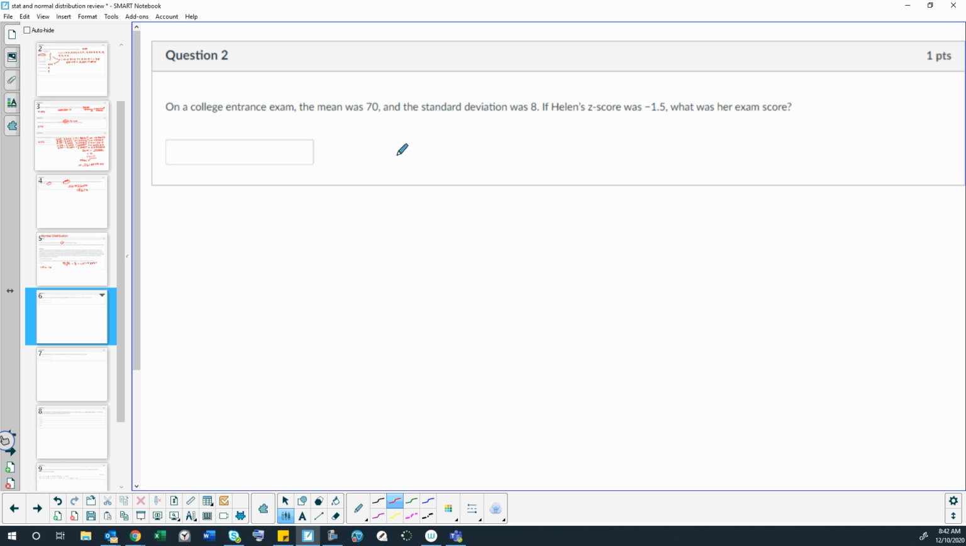Okay, on a college entrance exam, the mean was 70 and the standard deviation was 8. If Helen's z-score was negative 1.5, what was her exam score? So now we're going to go backwards. Her exam score we're going to call x, and x minus the mean would be x minus 70, and then we divide by the standard deviation 8, and we get the z-score negative 1.5. So I'm still using the same exact equation from the last problem. I just have to solve for a different piece of it.